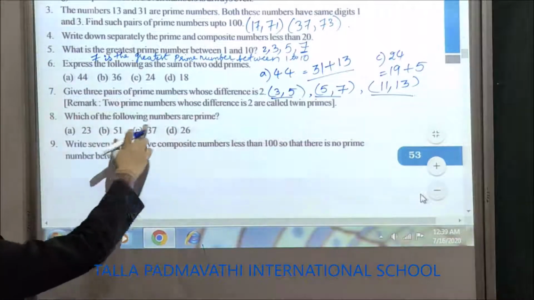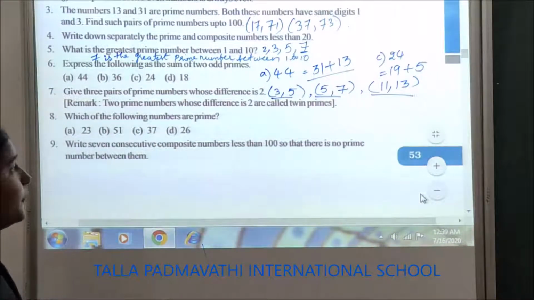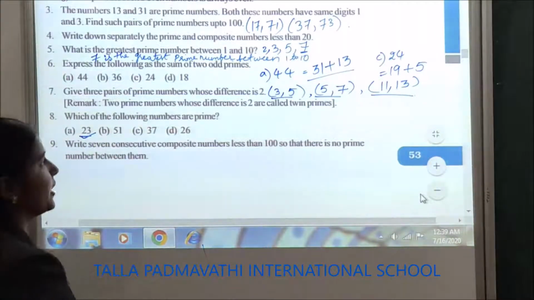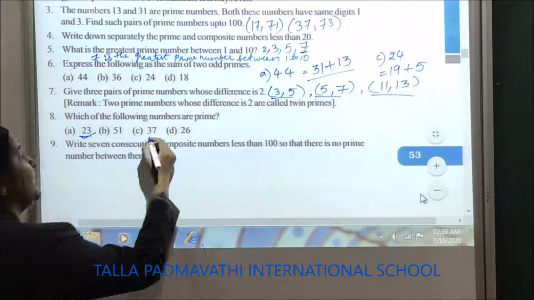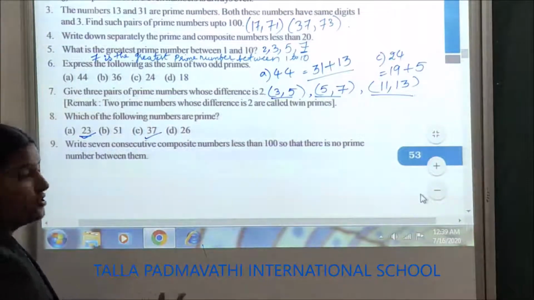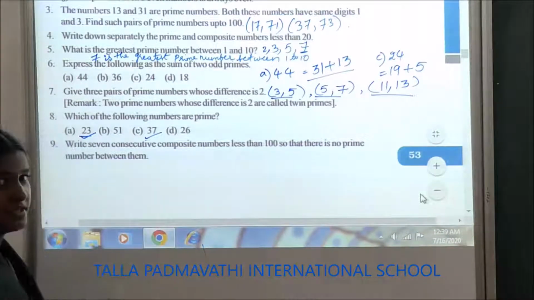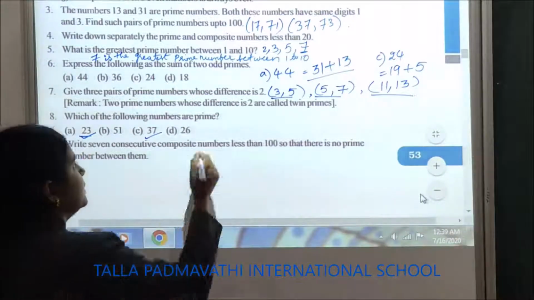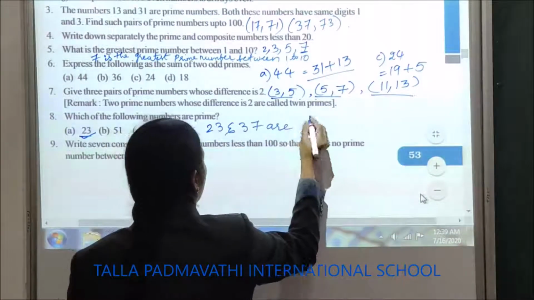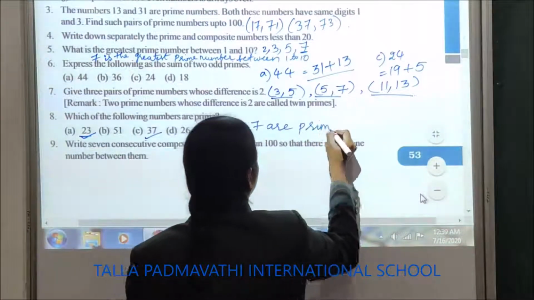Next, which of the numbers are prime here? So see here, 23 is a prime number. 51, no, it is not a prime number. 37, yes, it is a prime number. 26, 13 twos are 26, so it's a composite number. So the prime numbers here are 23 and 37.